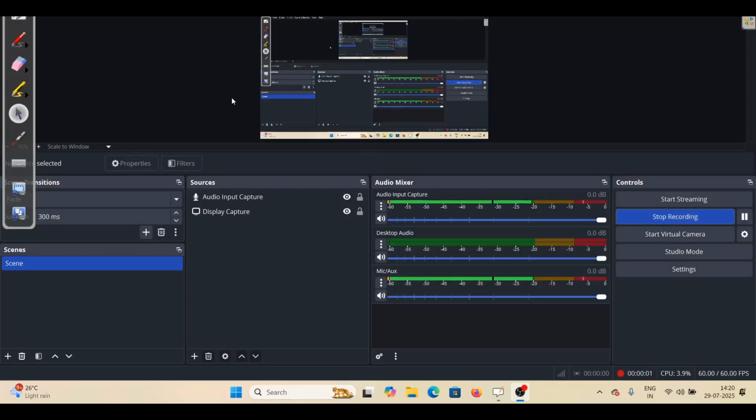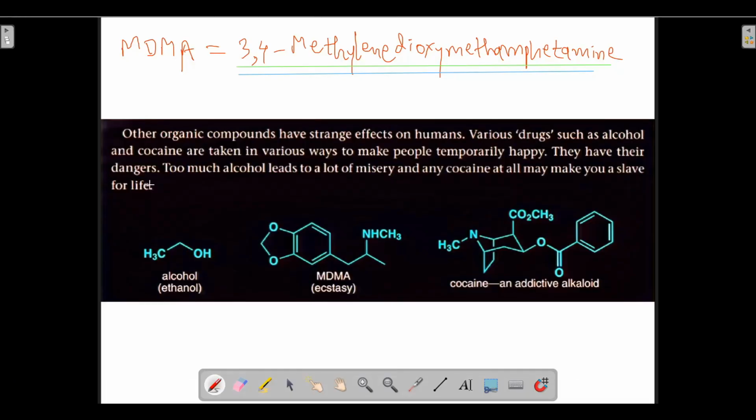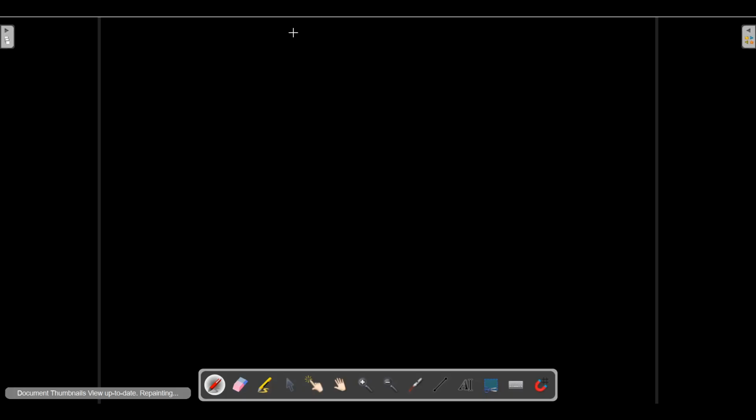Let's begin with our next paragraph from Clayden book. Other organic compounds have strange effects on humans. Some of the organic compounds have strange effects on humans. Various drugs. Now, what does it mean by drugs here? The word drugs is used in two contexts.